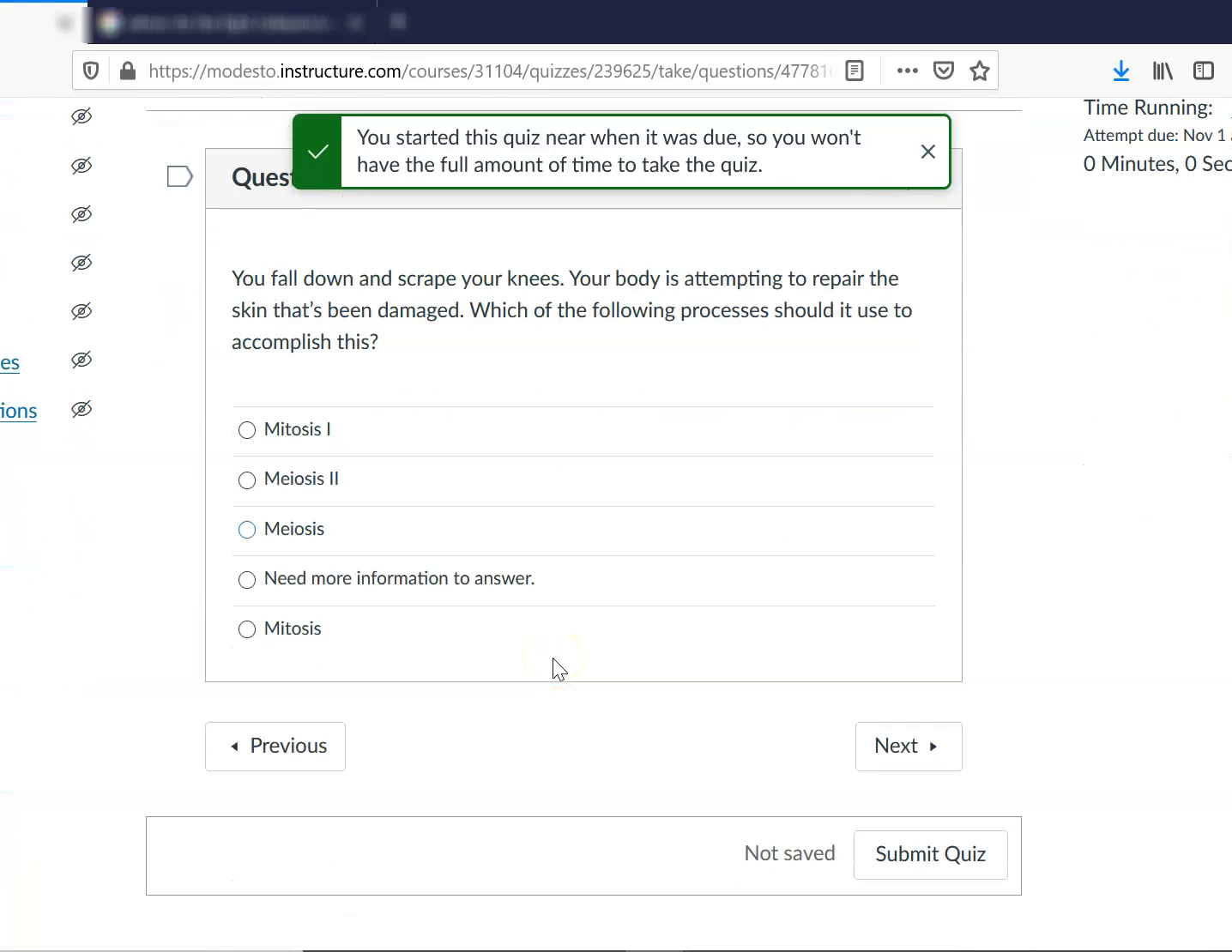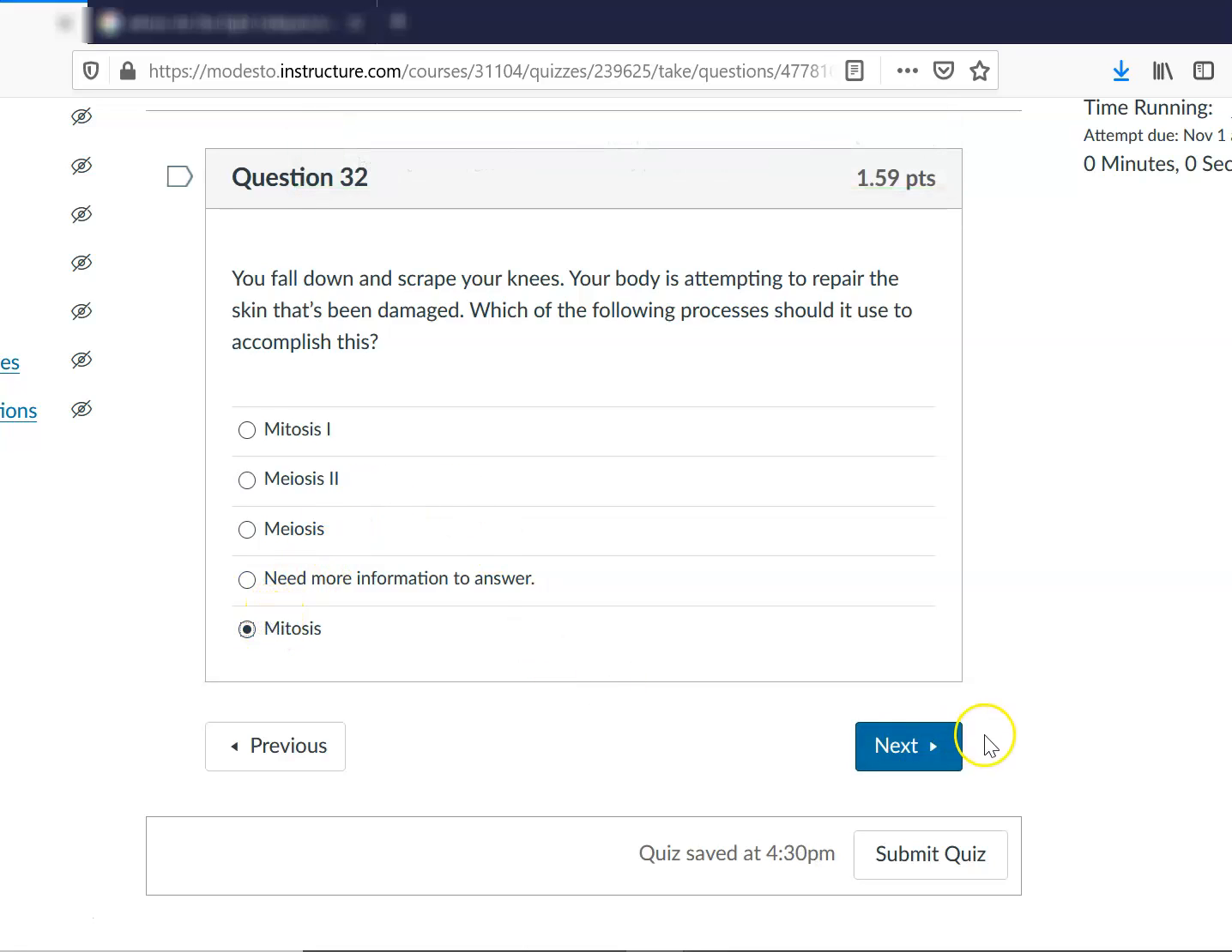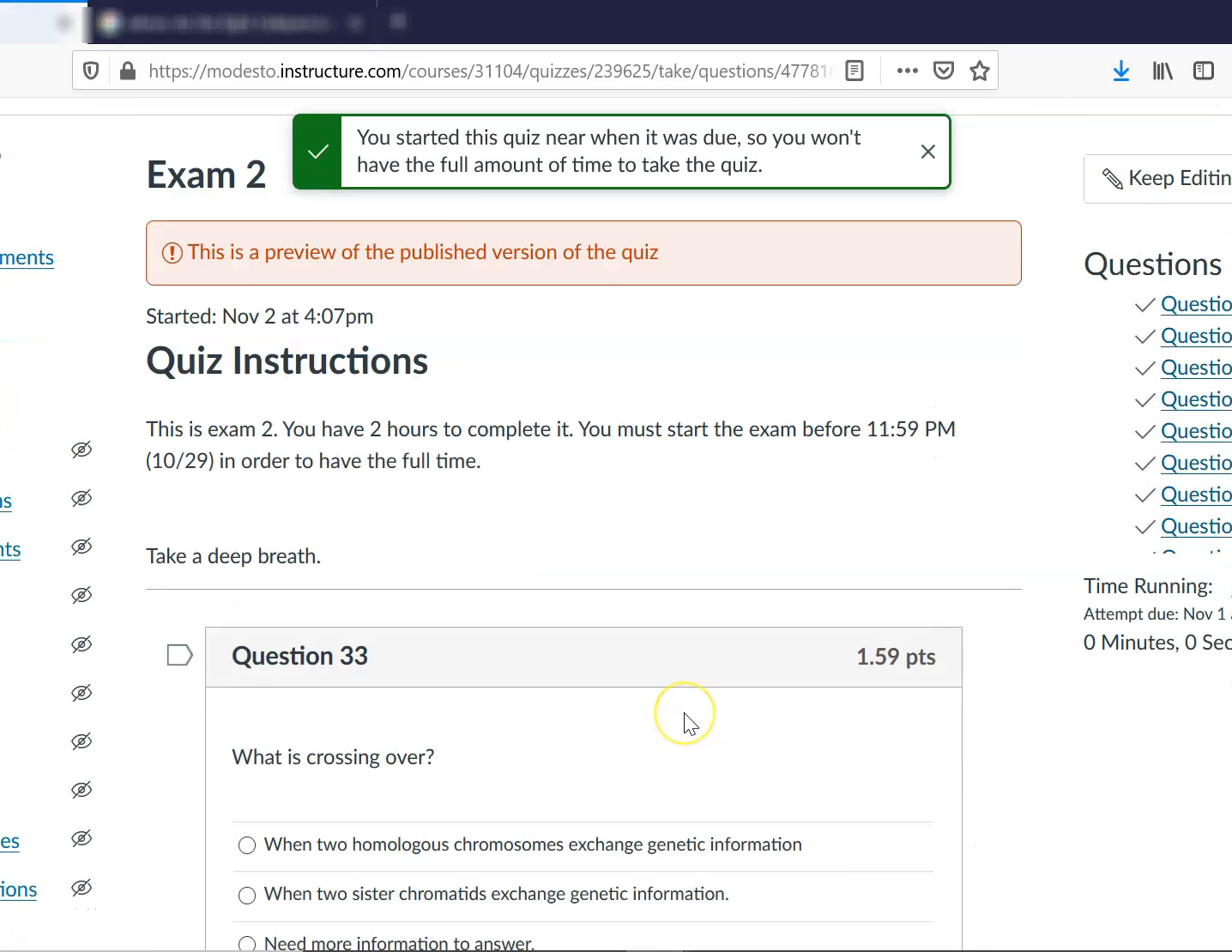You fall down and scrape your knees. Your body is attempting to repair the skin that's been damaged. Which process should you use to do this? Mitosis. Growth and repair. There it is.